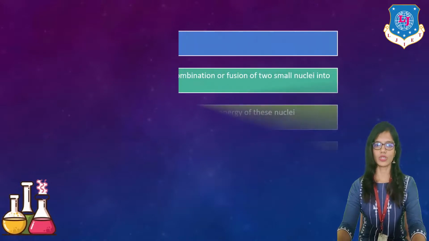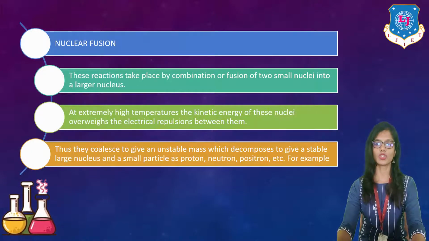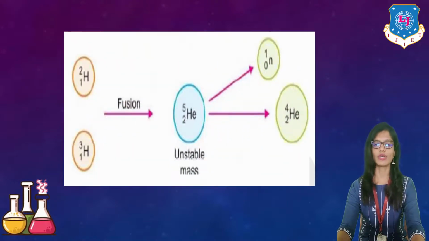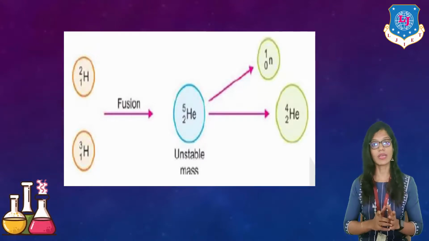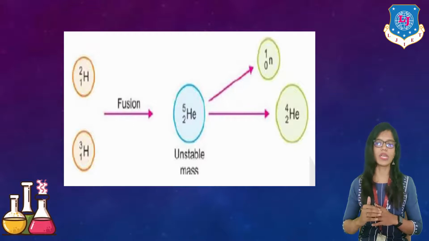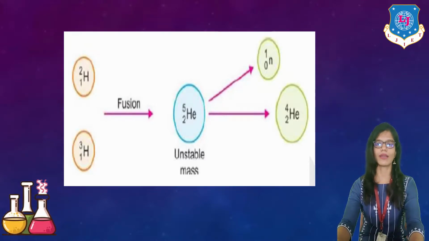Now the next one is nuclear fusion. These reactions take place by combination or fusion of 2 small nuclei into a larger nucleus. At extremely high temperatures, the kinetic energy of these nuclei overcomes the electrical repulsion between them. Thus, they collapse to give an unstable mass which decomposes to give a stable large nucleus and a small particle such as proton, neutron, positron, etc. For example, 1H2 and 1H3 fuse, and it will become 2He5, which is an unstable mass. Now this unstable mass will convert itself into 2He4 and will release one neutron particle, which is 0n1, right? So in this manner, nuclear fusion is carried out.